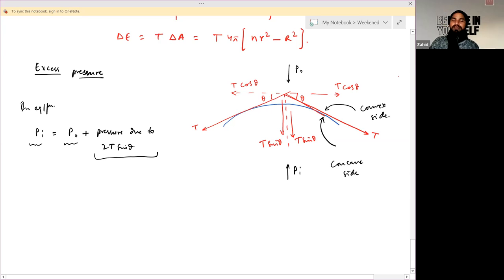So pressure towards the concave side is always greater than pressure towards the convex side. You may be asked, in which of the two faces will the pressure be more? So just remember, pressure on the concave side will be greater than on the convex side.